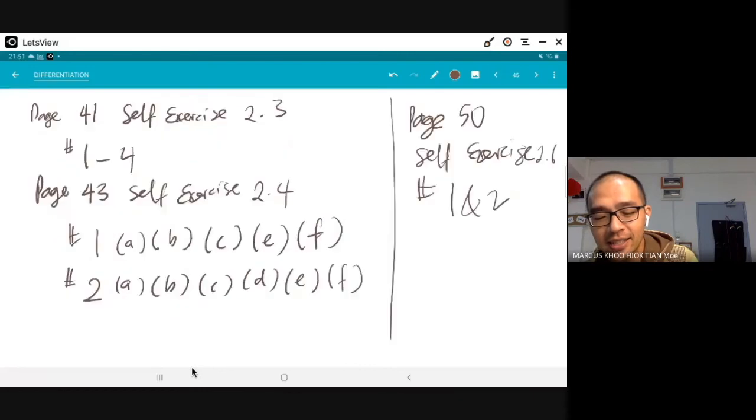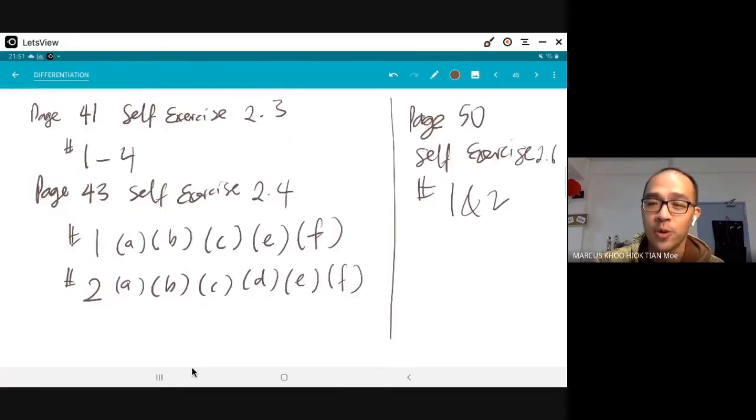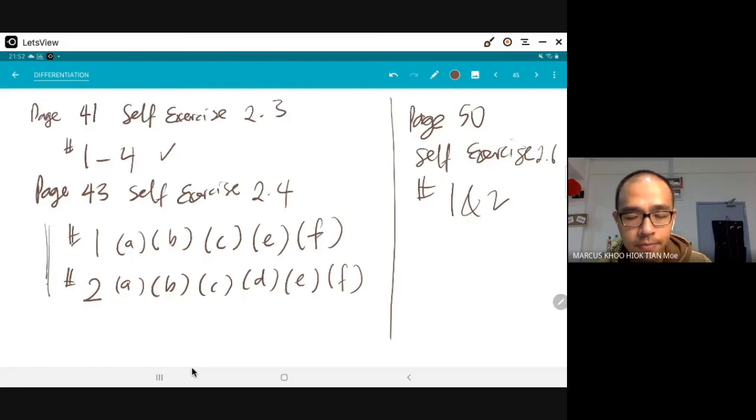this is your homework for today and tomorrow, which needs to be submitted by Wednesday night. Page 41 in your exercise book, self-exercise 2.3, questions 1 to 4. This is probably the easiest differentiation everybody can do. Then page 43, this is the one that involves the composite functions, with powers more than 2. And then page 50 is the second derivative, d2y dx2.